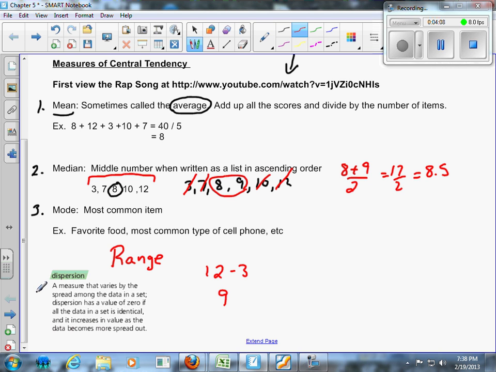In some cases, the dispersion could be 0. If every class was told to bring in 5 items, so every class brought in 5, then there will be no dispersion because there is no difference in the numbers.